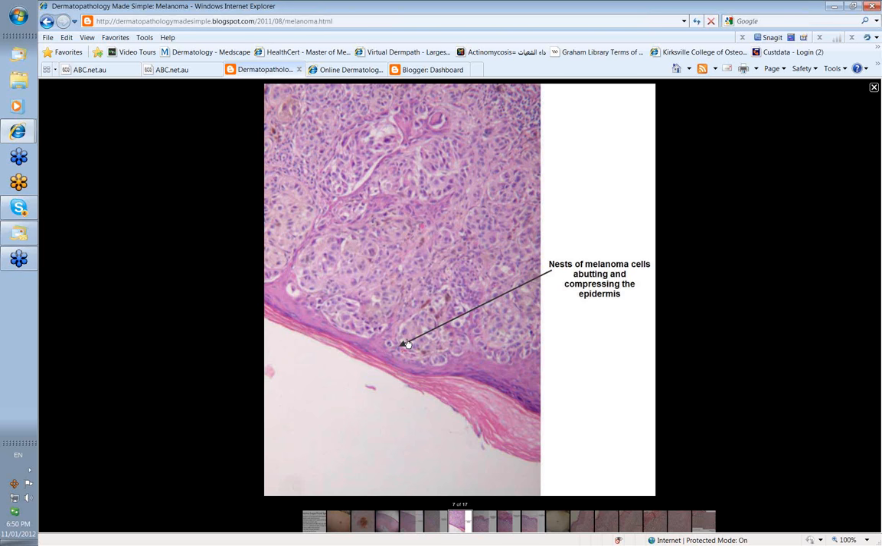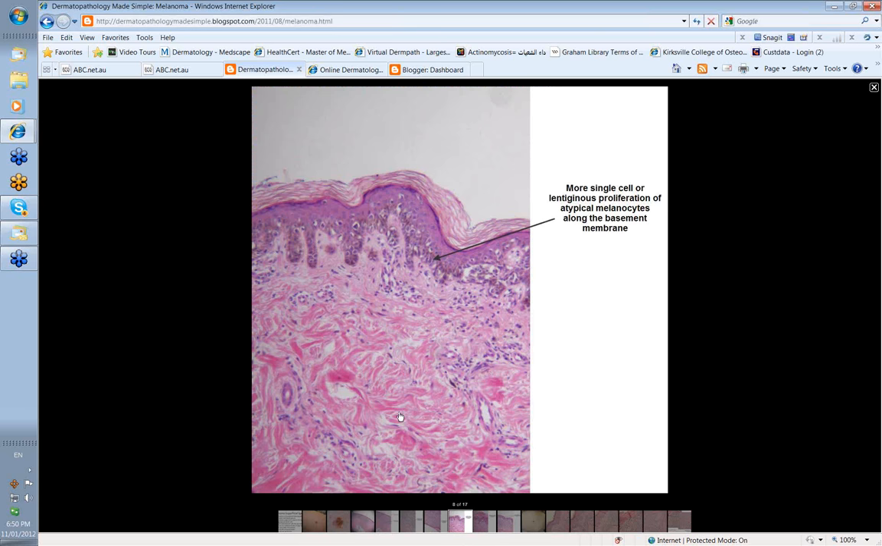This variation is often hyperchromatic nuclei, variation in the size and shape of the nuclei of the cells within these nests. They're not a fairly regular, monotonous sort of size and shape that you would see in a nevus. Here's another view of this lesion.